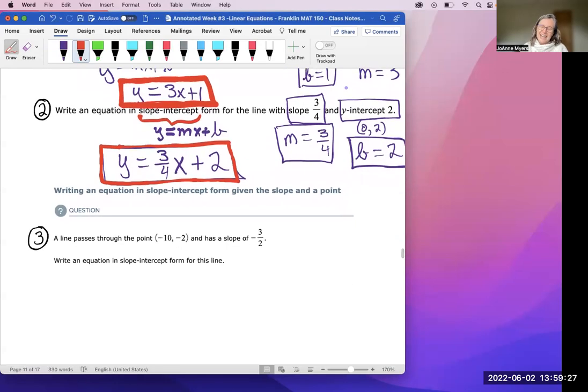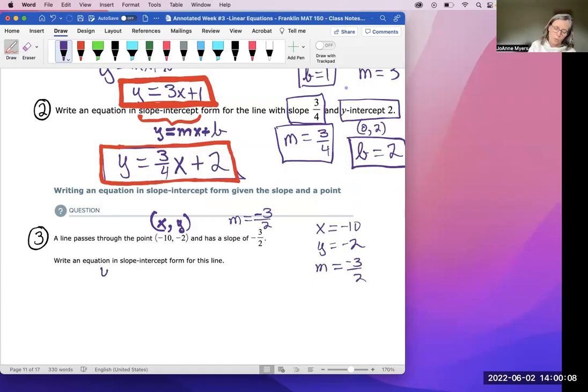Number 3, they're not giving me the y-intercept. They're giving me 1 point, (-10, -2), and a slope of -3/2. So what they're telling me here is my x is -10, my y is -2, and my m is -3/2. Personally, I always write the negative in the numerator, not hanging out front, because the reader might not see it.